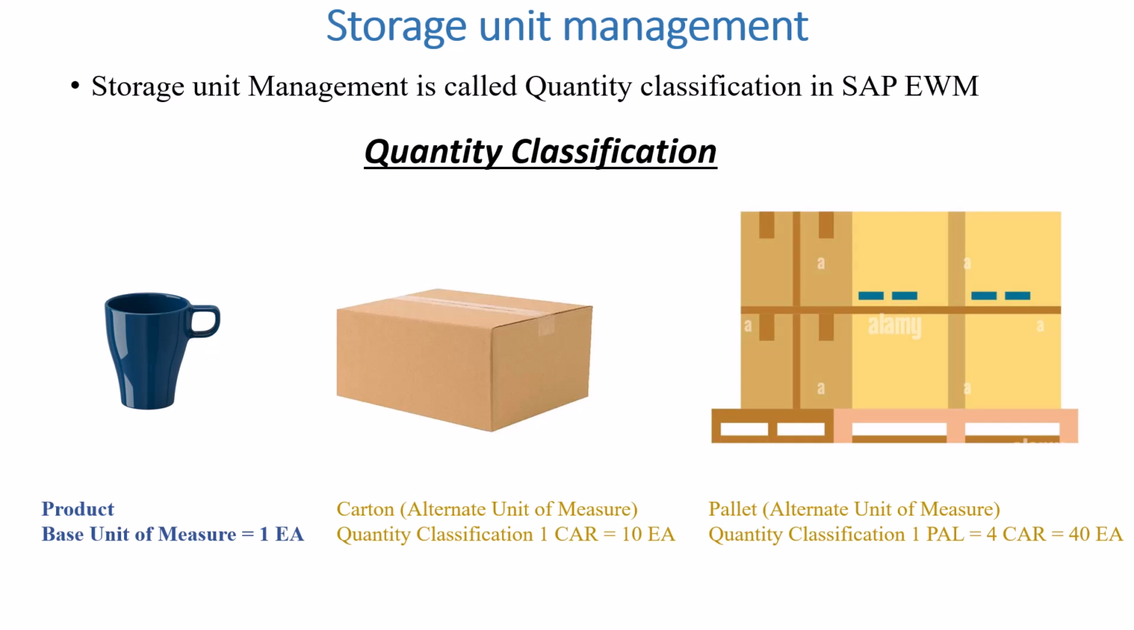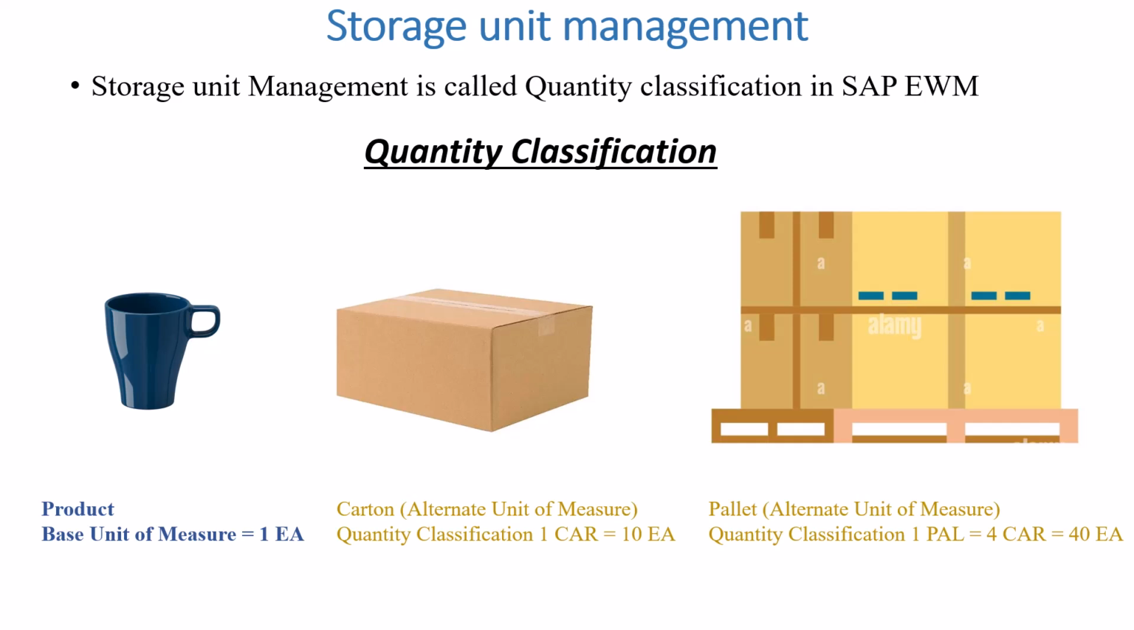And eventually we can take all these cartons and make a pallet as well. So the third image which you are seeing here is a pallet, and it provides more flexibility in the warehouses to store the product. Let us assume that 4 cartons can be placed on this pallet. So 4 cartons are nothing but 40 eaches of products.